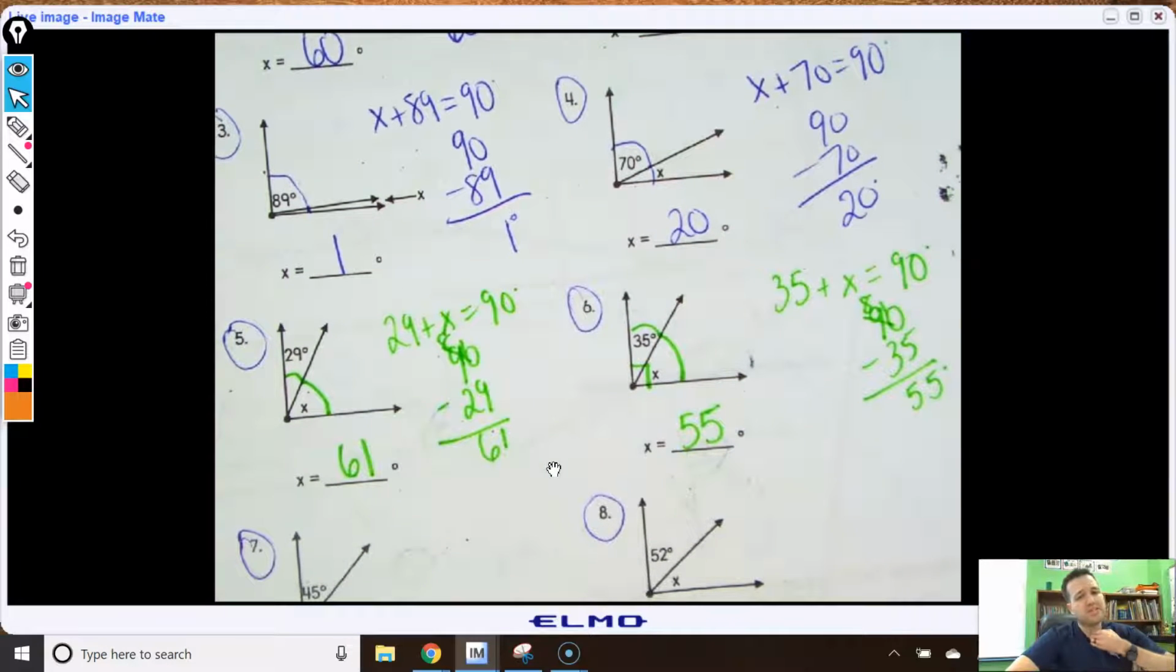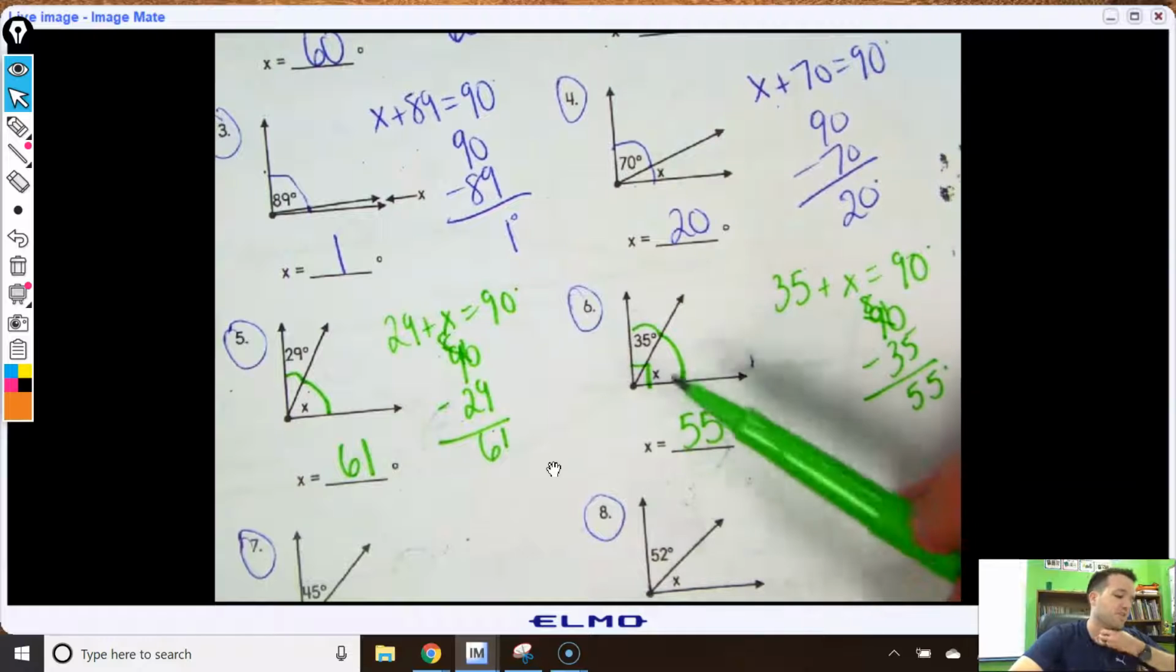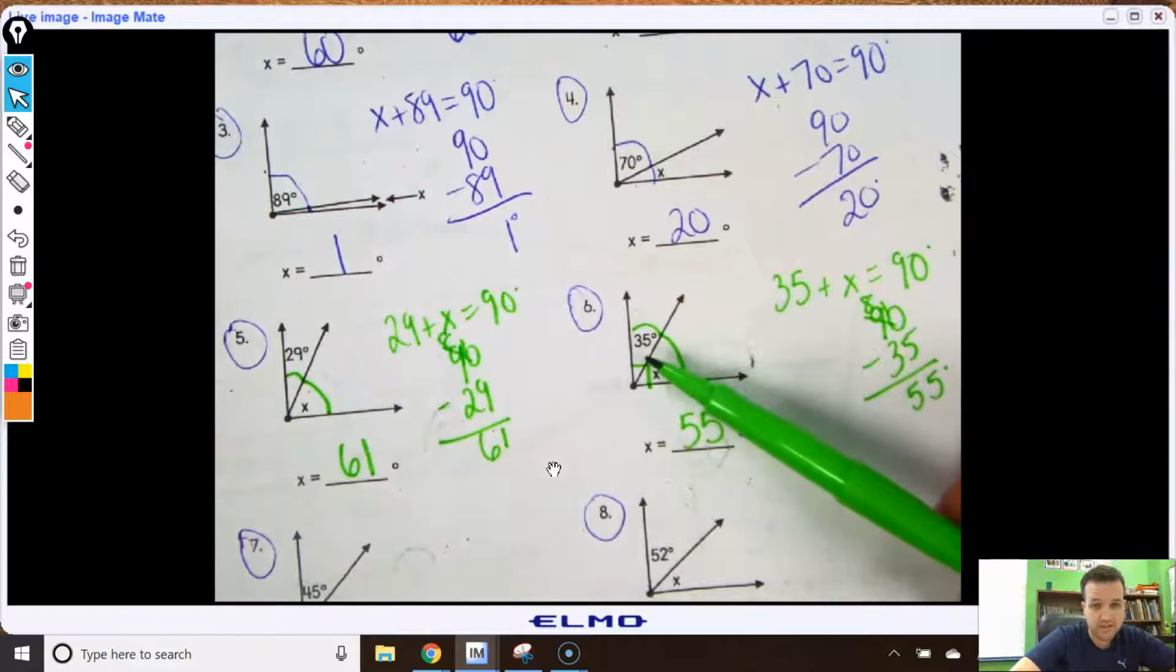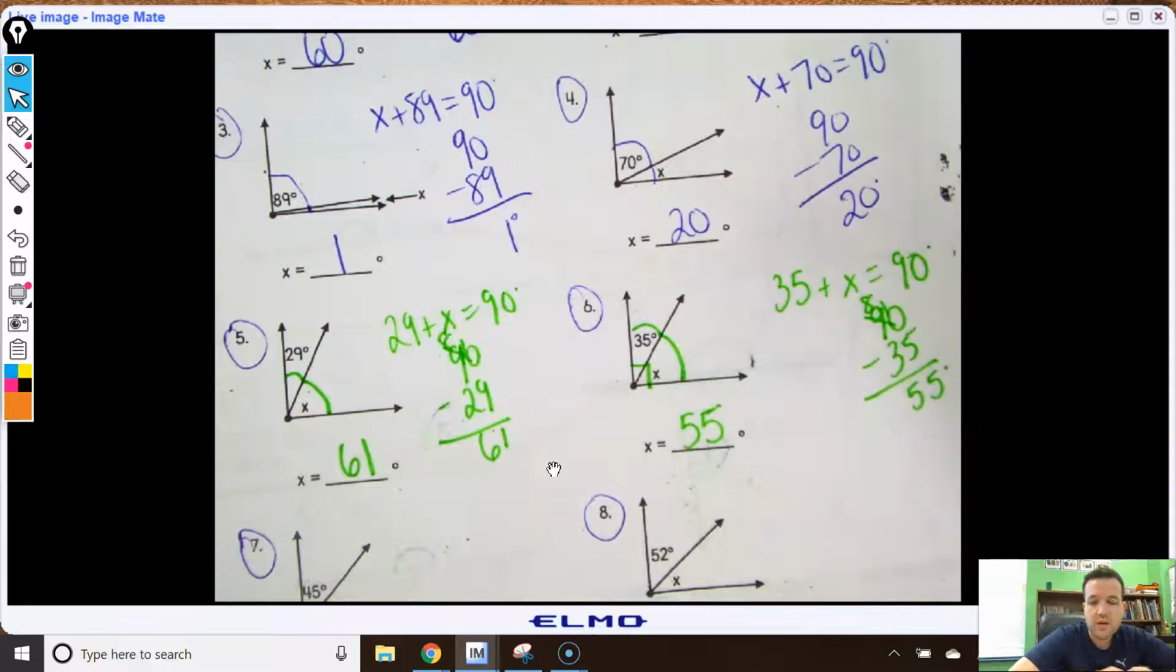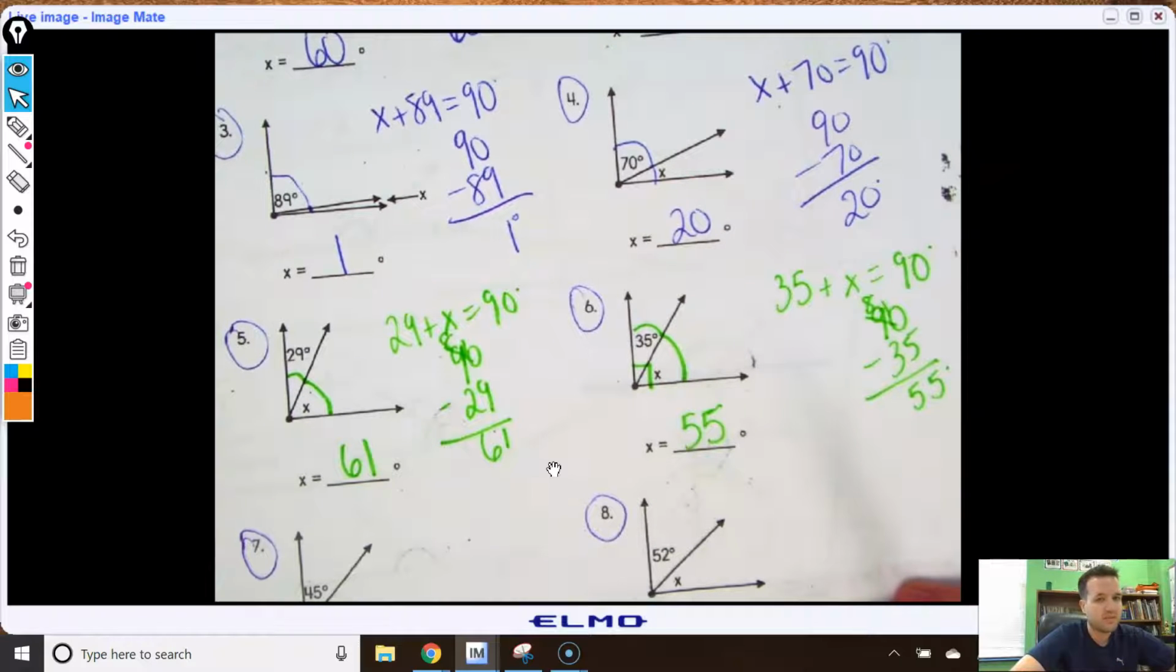And by the way, you should always double check that your answer even makes sense, right? So you can tell that angle x is bigger than the 35-degree angle. So if you're getting like 12 degrees, right? That makes no sense. That's way smaller than 35. So it should be larger than 35. So 55 at least makes a little bit of sense.